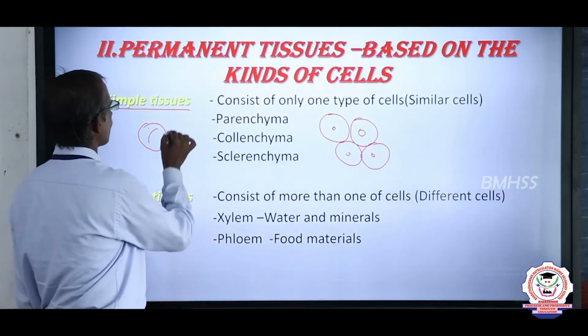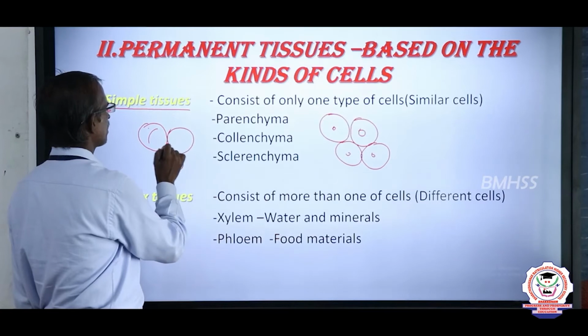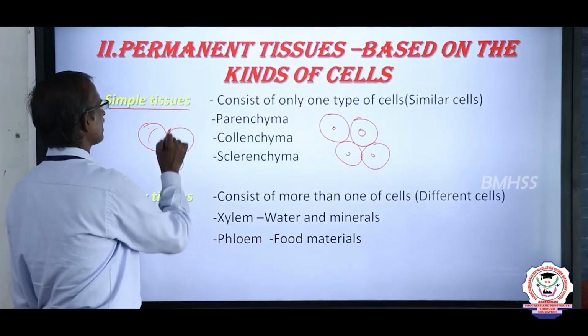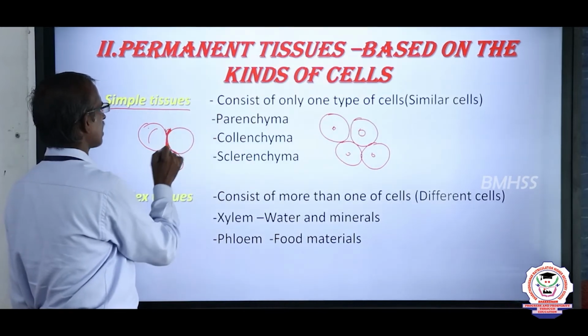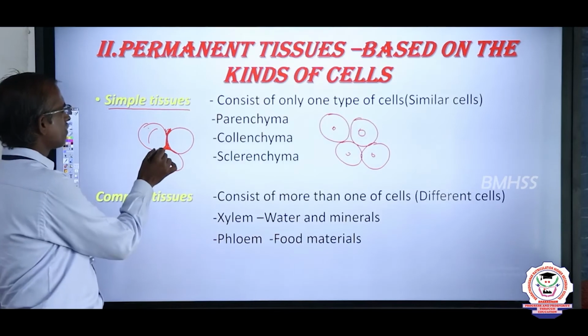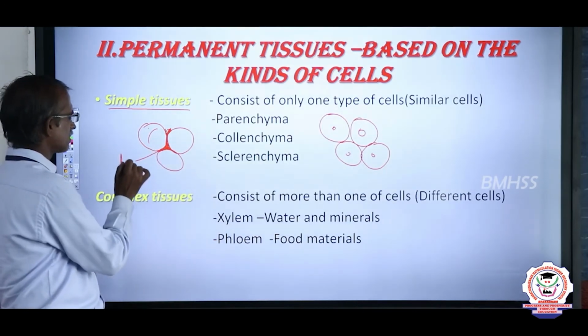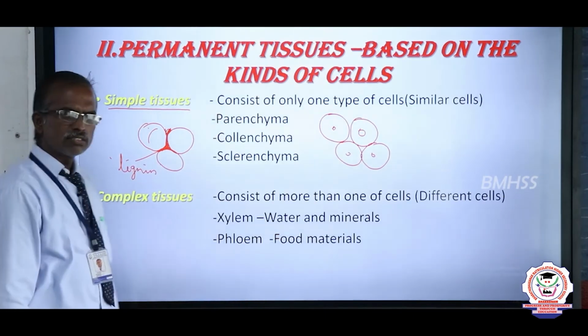Collenchyma cells are mainly found as living cells. Between the cells there is no gap. They are thick walled, especially at the corners, due to the deposition of a material called lignin.